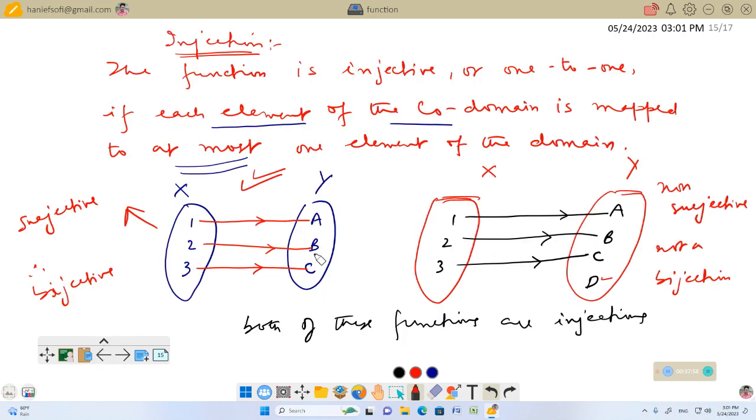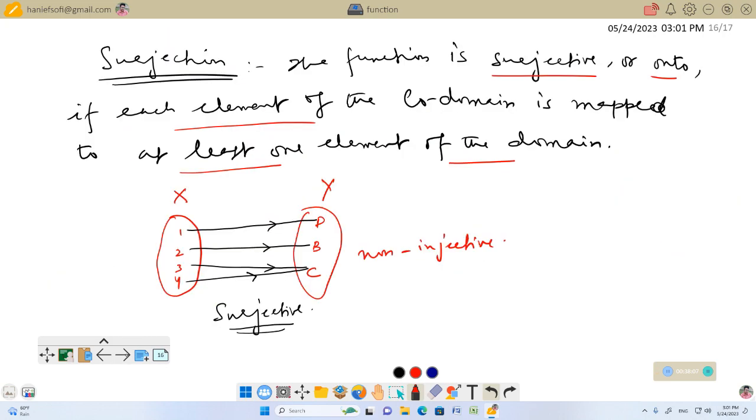In injections, we say that each element of the codomain is mapped to at most one element in the domain. So it is non-injective. So I can say it is surjective only. It is surjective, it is non-injective, right? Since it is surjective only, it is non-bijective. It is not a bijection.